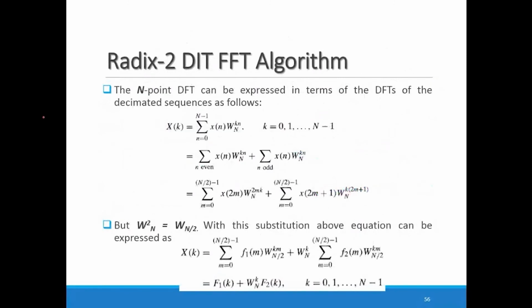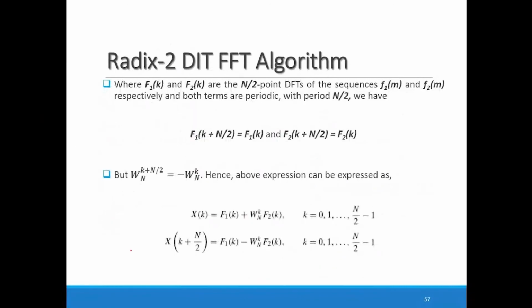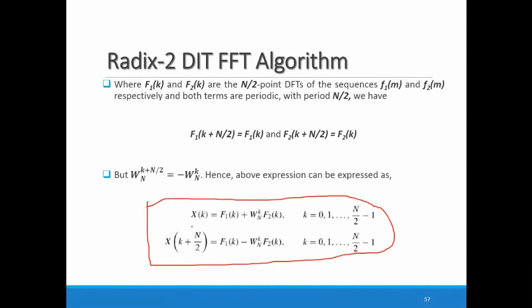Okay, now here, just a second, concentrate on this particular slide and this particular equation. X of k is equal to f1 of k plus omega n raised to k into f2 of k. This is nothing but our first stage butterfly. That is, f1 of k is given directly and f2 of k is given with the multiplication of omega n. So for example, take the value of k equal to 0. When you take k equal to 0, what are you getting? I am writing here only x of 0.